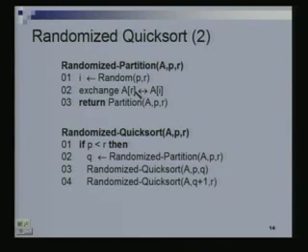Why am I doing this? Because this partition procedure, if you recall, was taking the last element as a pivot. Now, I want to put my pivot at the last location, so I just exchange the pivot element with the last location, and then I call the same partition procedure as before. So this becomes my randomized partition procedure. And what does quicksort do now? Randomized quicksort, instead of calling partition, calls randomized partition. The rest is the same.